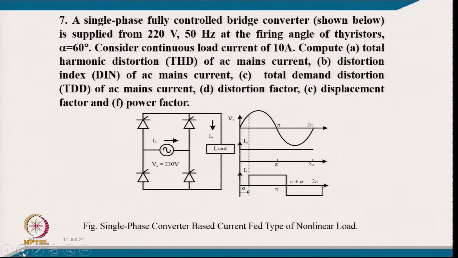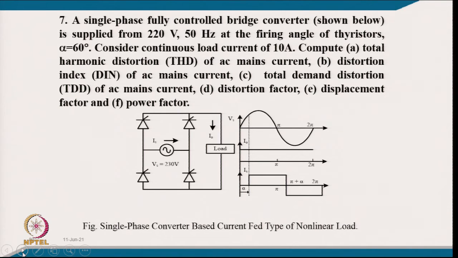Now, the converter shown here below is supplied from an AC supply of 220 volt 50 hertz at the firing angle of thyristor alpha equal to 60 degree. Consider the continuous load current of 10 ampere. Compute the total harmonic distortion of the AC mains current, distortion index DIN of the AC current, and total demand distortion, I mean TDD, of the AC mains current, distortion factor, displacement factor, and power factor.